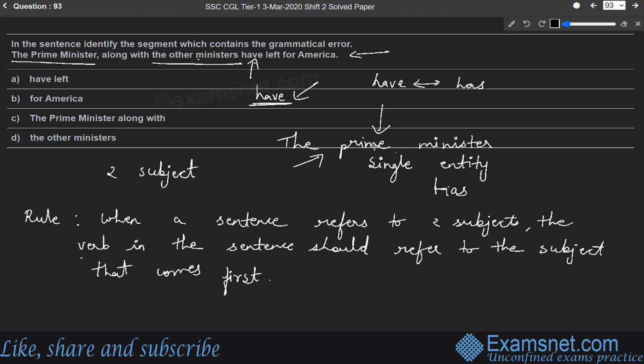So the sentence will be the Prime Minister along with the other ministers has left for America. So here the part that is wrong is have left. Remember that we have to tick the part that is grammatically incorrect. So according to the grammar and the rule that is used in the grammar, the wrong part is have left. Therefore, for this question, the correct option will be option A, that is have left. In this question, all you have to remember is the rule when we have a sentence that contains two different subjects. Okay, I hope you are clear with it.